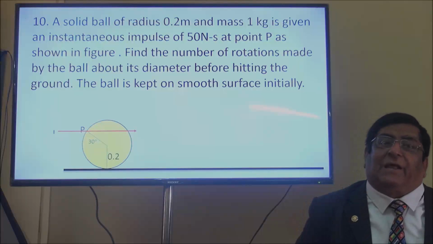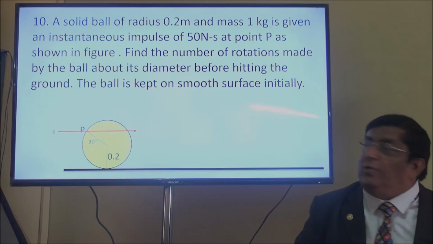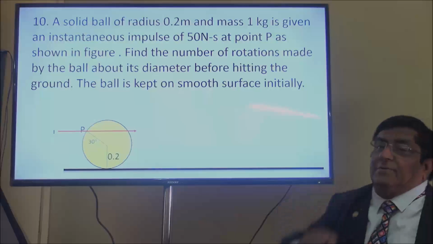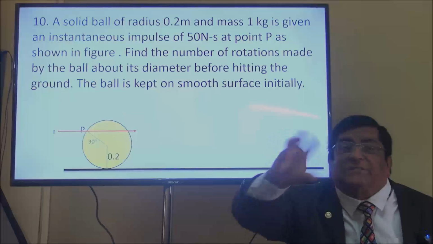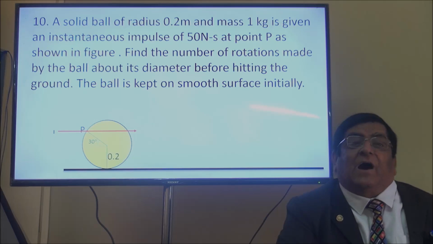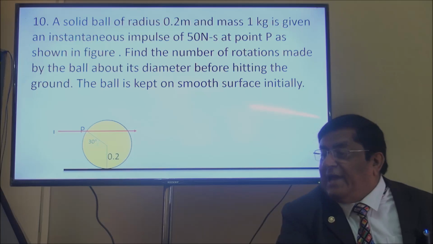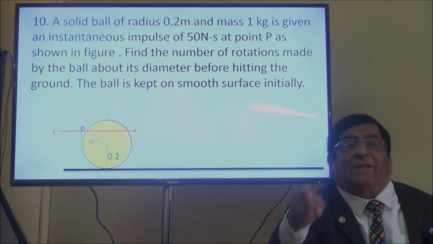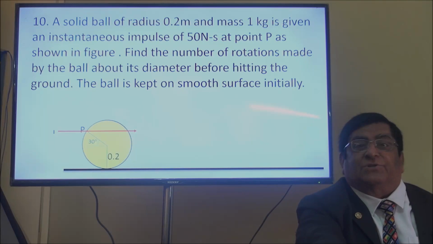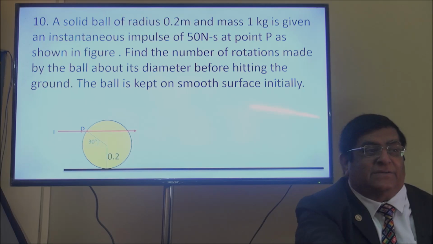Now in that projectile motion, we don't know. They are informing us what? Find the number of rotations. That means it must be rotating. And he is asking how many rotations it will have completed when it is hitting the ground again. This is the question you have to solve. Can you make any ends meet? Think.